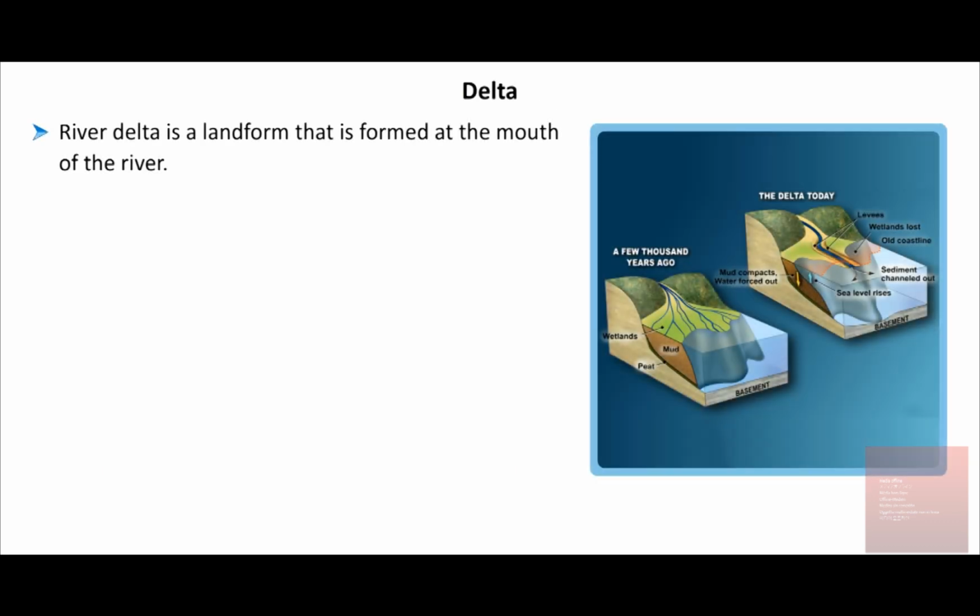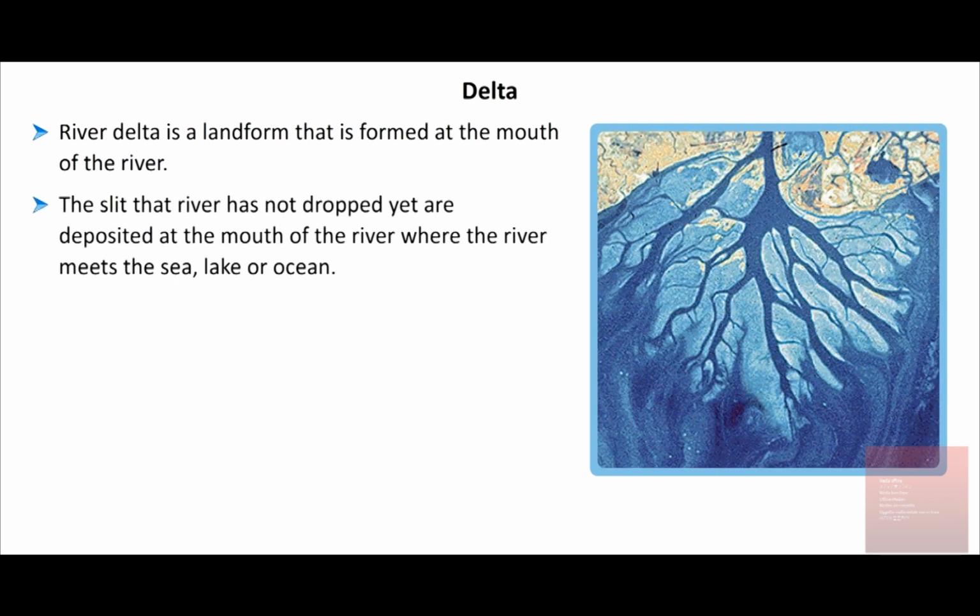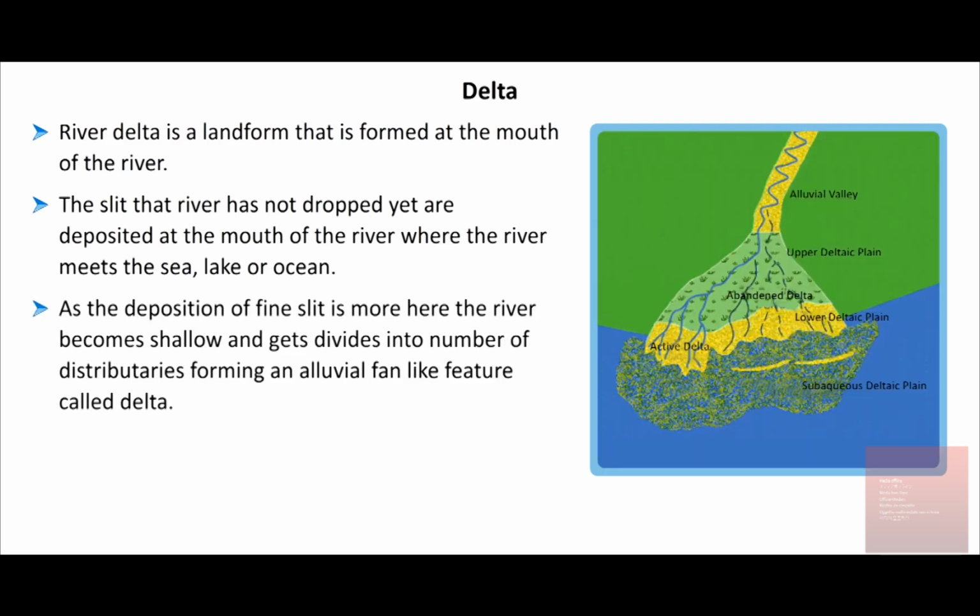Delta. River delta is a landform that is formed at the mouth of the river. The silt that river has not dropped yet are deposited at the mouth of the river, where the river meets the sea, lake or ocean. As the deposition of fine silt is more here, the river becomes shallow and gets divided into a number of distributaries, forming an alluvial fan-like feature called delta.